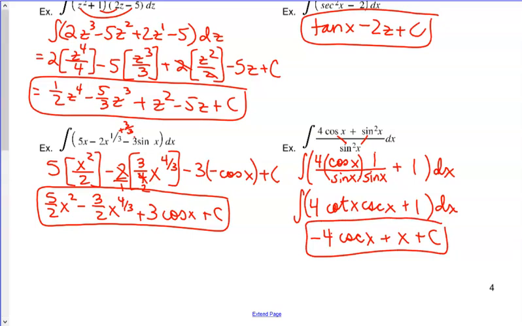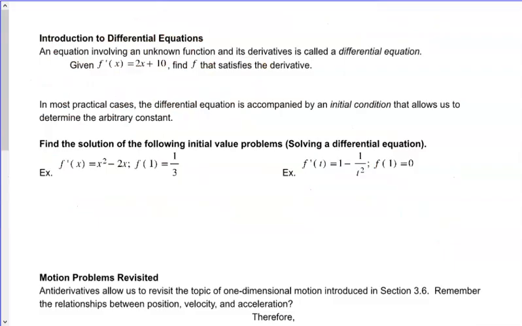Okay? All right, very good. Let's try our next page, which is getting us introduced into some differential equations. At the very first, it says an equation involving an unknown function and its derivatives is called a differential equation. Given this derivative, I want to find f. Notice here I've changed notation a little bit to this f prime of x. I want to go back to the original function that satisfies the derivative.